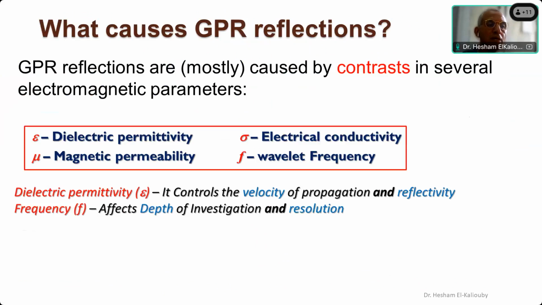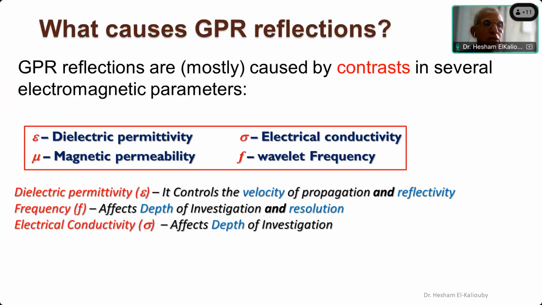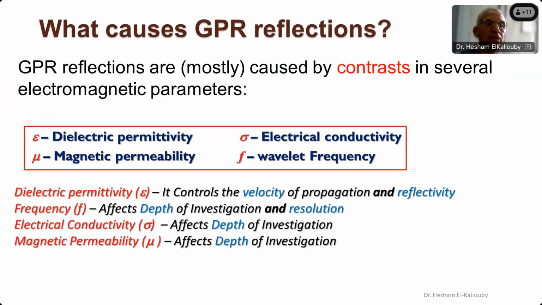Frequency affects the depth of investigation and resolution. When I say resolution, it means how detailed, like high definition, how high or how low the details are that we can see from a subsurface. Electric conductivity affects the depth of investigation, as well as the magnetic permeability. I'll go through all of these parameters in some detail in the following slides.